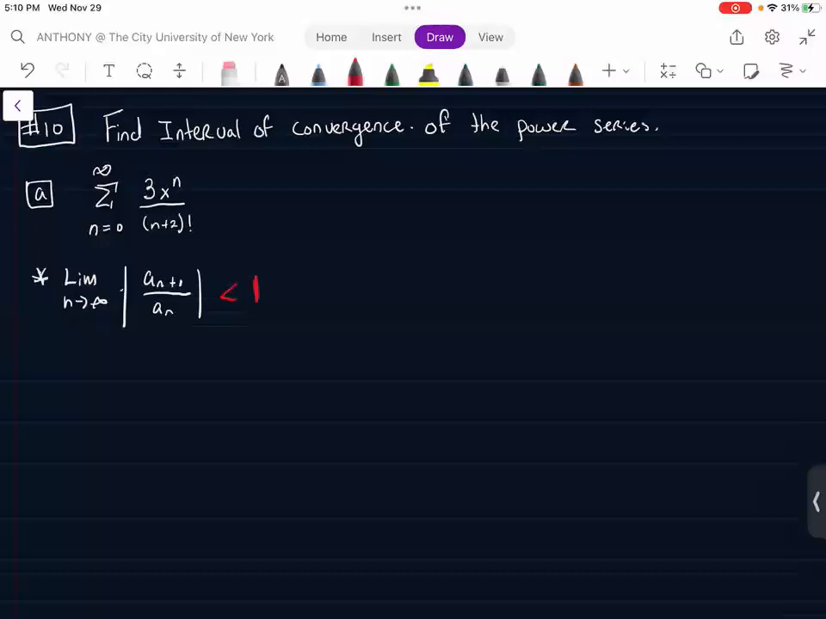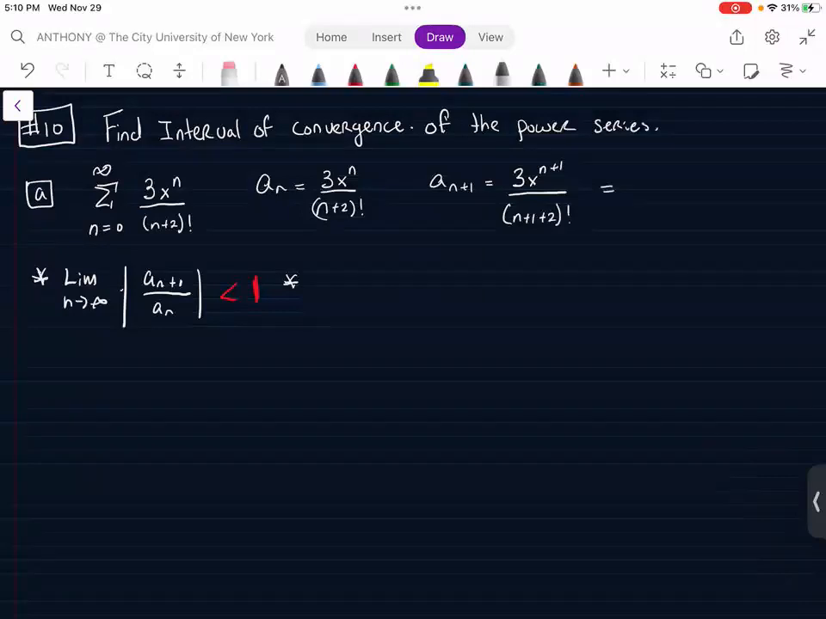Now, your a_n in this problem is simply 3x to the n over (n plus 2) factorial. If I want to figure out what a_(n+1) is, wherever I see an n, I attach a plus 1 to it. So you're going to get 3x to the n plus 1 over (n plus 1 plus 2) factorial, which is simply (n plus 3) factorial. So you have 3 times x to the power of n plus 1 over (n plus 3) factorial.